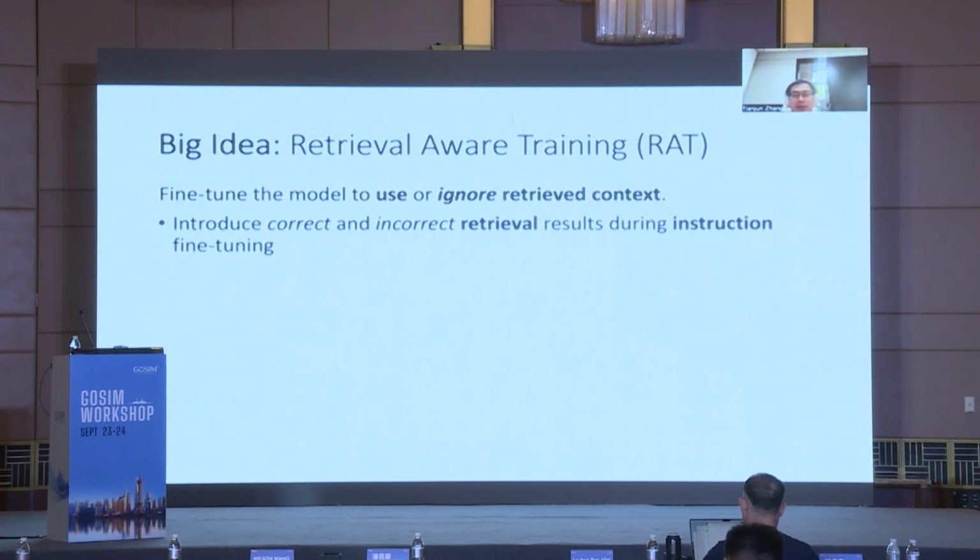So this has some effects, which is to introduce the correct and incorrect results during instruction fine-tuning. And the second is to ensure the model is robust to low quality retrieval. We have tested this a little bit on our model as well, because the model would actually ignore the retrieved context if it's wrong, or if it's completely irrelevant to your question.